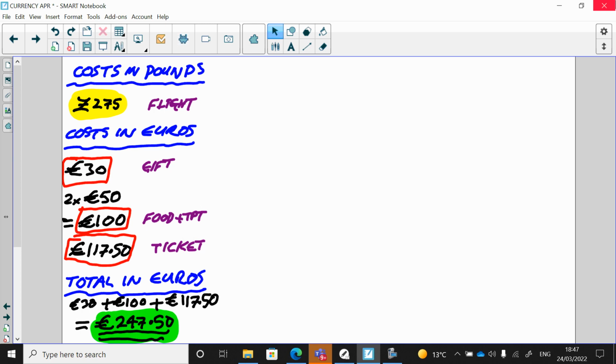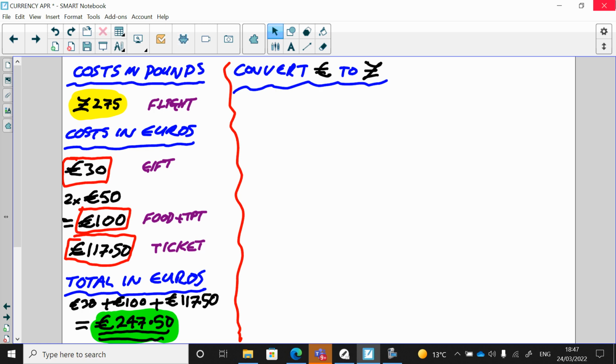But the thing is, the figure at the top for the flight is in pounds. The figure at the bottom, the total in euros, well, it is in euros. We can't add pounds and euros. We need a conversion factor here. So I did say earlier, I'm going to convert everything into pounds. So that final euro figure, the 247 euros and 50 cents, I want to convert that into pounds.